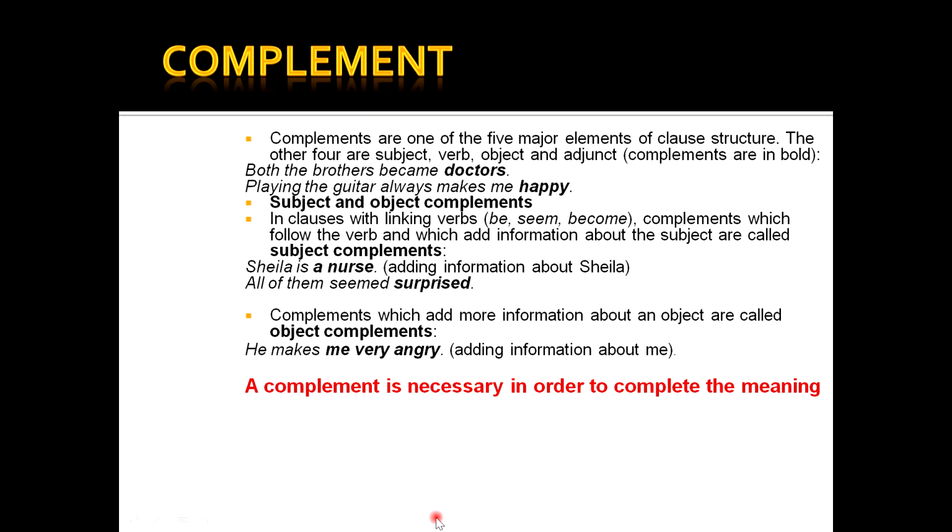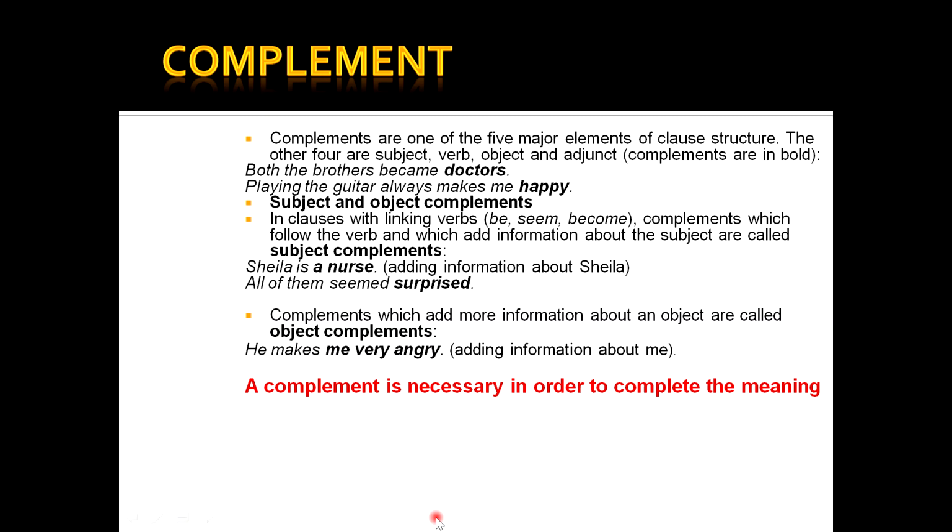Now let's see what a complement is. Complements are one of the five major elements of clause structure. The other four are subject, verb, object, and adjunct. Here the complements are given in bold letters. Both the brothers became doctors. So after became, there comes something that tells more about the brothers. Playing the guitar always makes me happy. So happy is a complement. Subject and object complements are there.